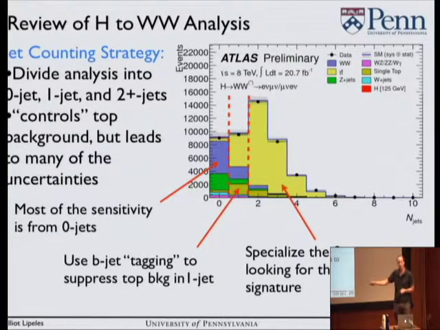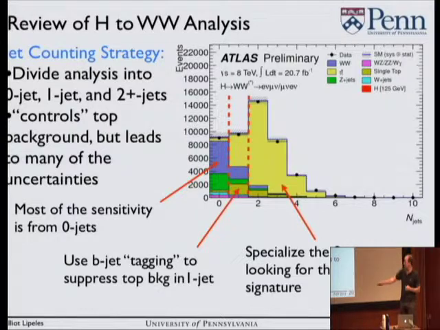Most of the sensitivity right now comes from zero jets. One jet we do include. We use B tagging to veto, to make sure that one jet is not likely to be a B jet. That gives us some reasonable separation. I'm not going to talk much about one jet because it's not as interesting.